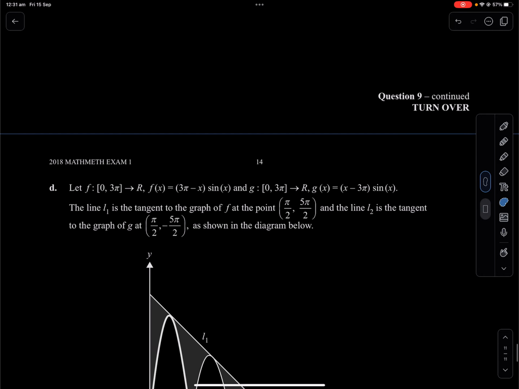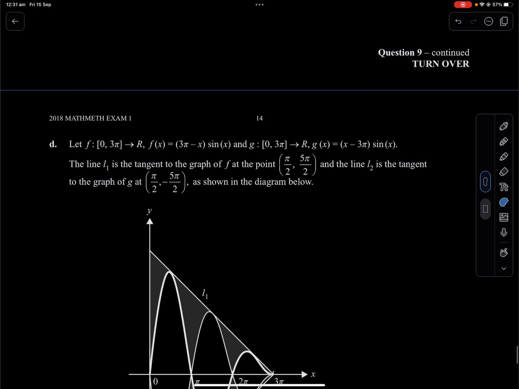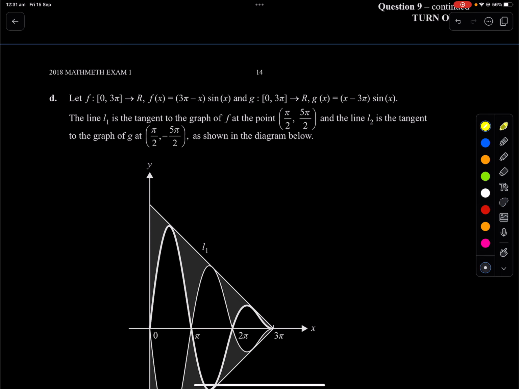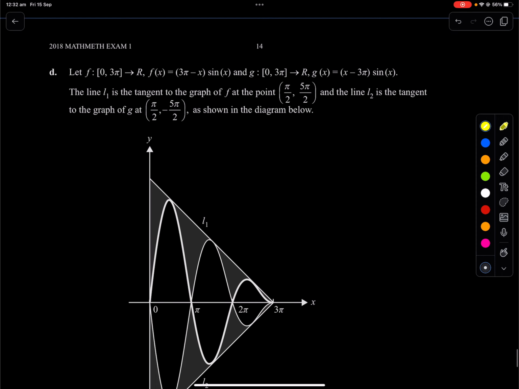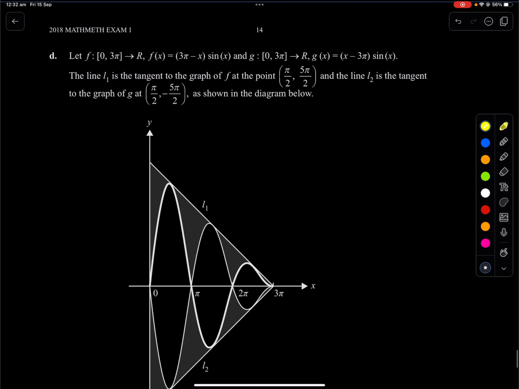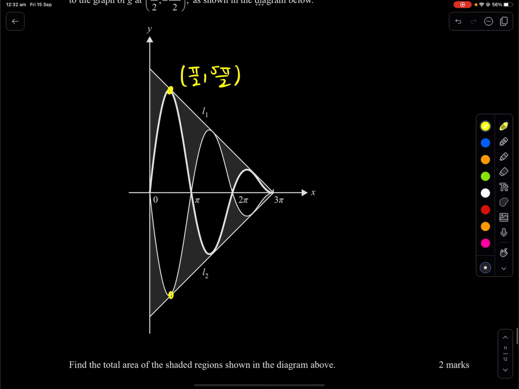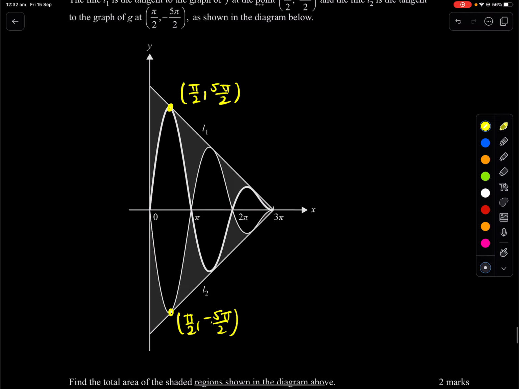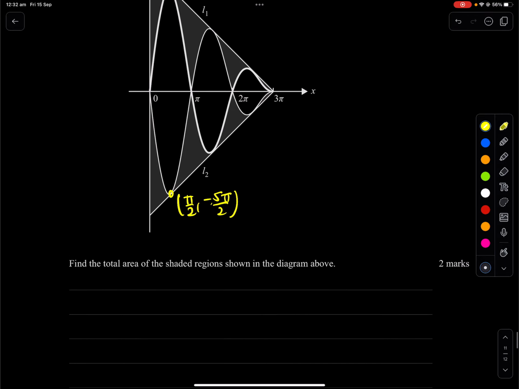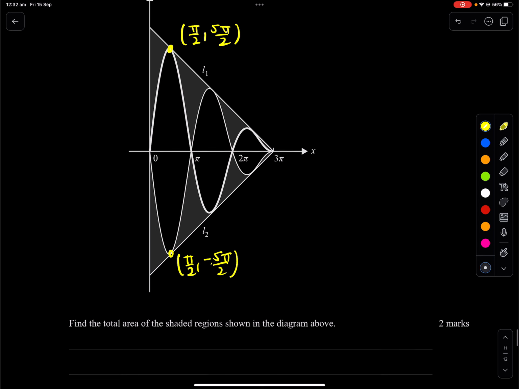Last question. Okay, so let's have a look at this. It says, let f of x be this and g of x be this. The line L1 is the tangent to the graph of f at this point over here, which is pi over 2, 5 pi on 2. And the line L2 is the tangent to the graph of g at this point, which is pi on 2, negative 5 pi on 2. As shown in the diagram, find the total area of the shaded region.